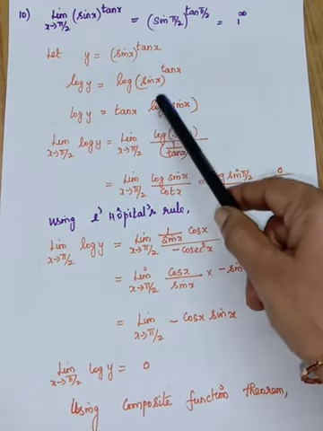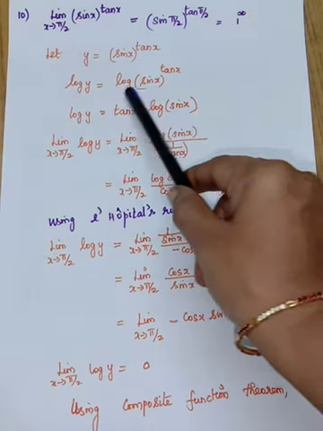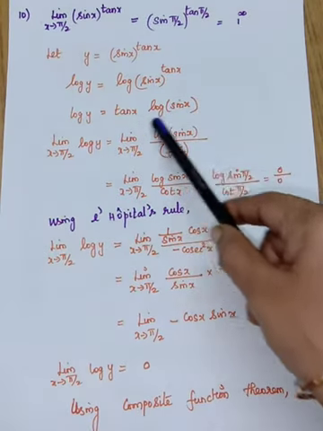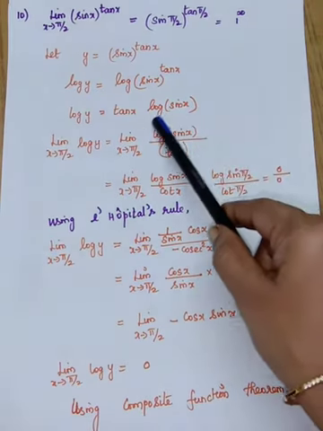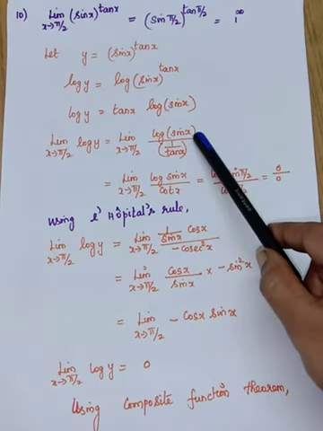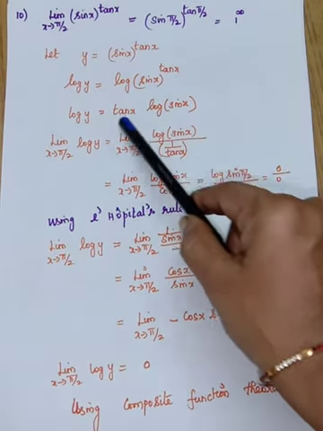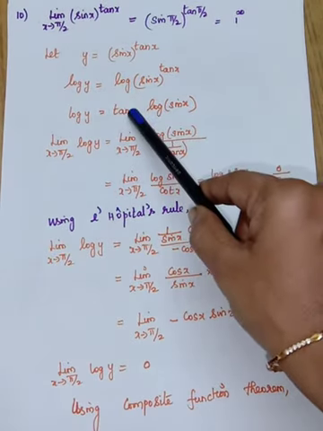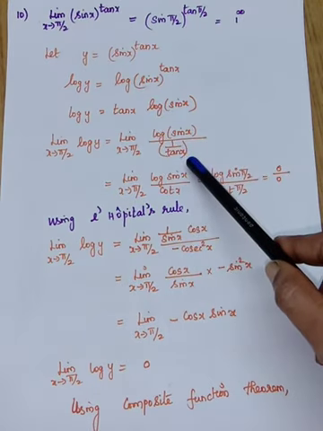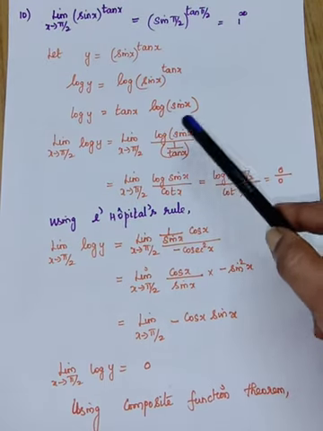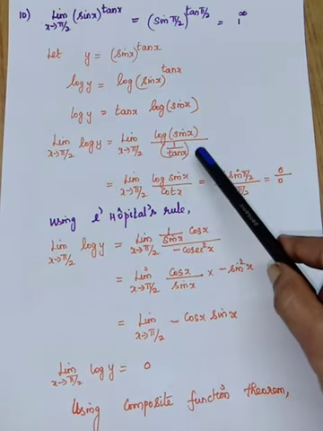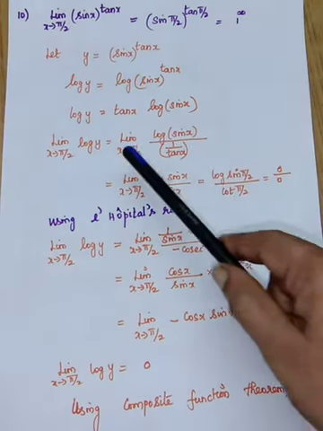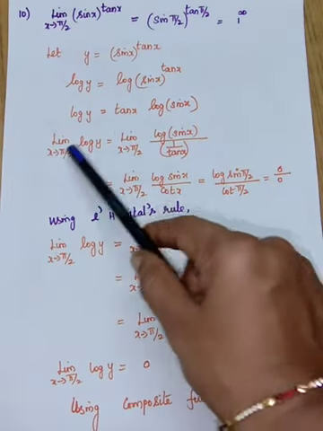So tan x into log of sin x. When you apply the limit using L'Hopital's rule, the function should be in the form of f of x by g of x. So log sin x we will write in the numerator, and this tan x which is in the numerator, you have to bring to the denominator as its reciprocal. So here I have written 1 by tan x. Okay, so see now both the sides we have to apply the limit.